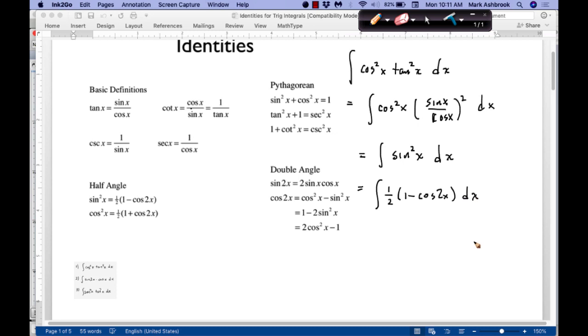So when it's just sine squared or just cosine squared, you don't use Pythagorean. You use the half angle formula, and then this is something we can do now, right? So you can pull up the 1/2. Antiderivative of 1, x. Antiderivative of minus cosine 2x. So antiderivative of cosine, sine. And since you have 2x, you're going to have to multiply. But this is like a mini undoing the chain rule problem, right? We're also going to need a 1/2 for that.